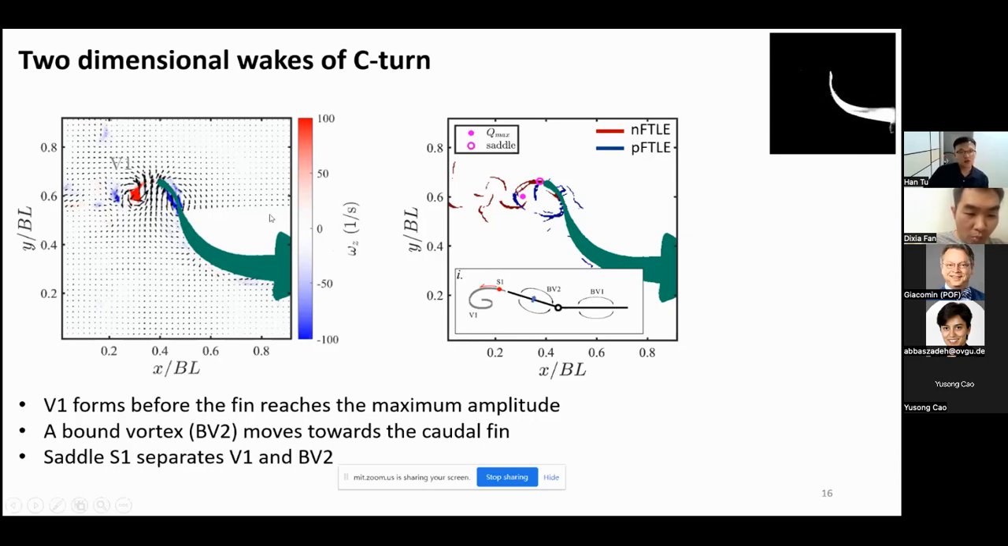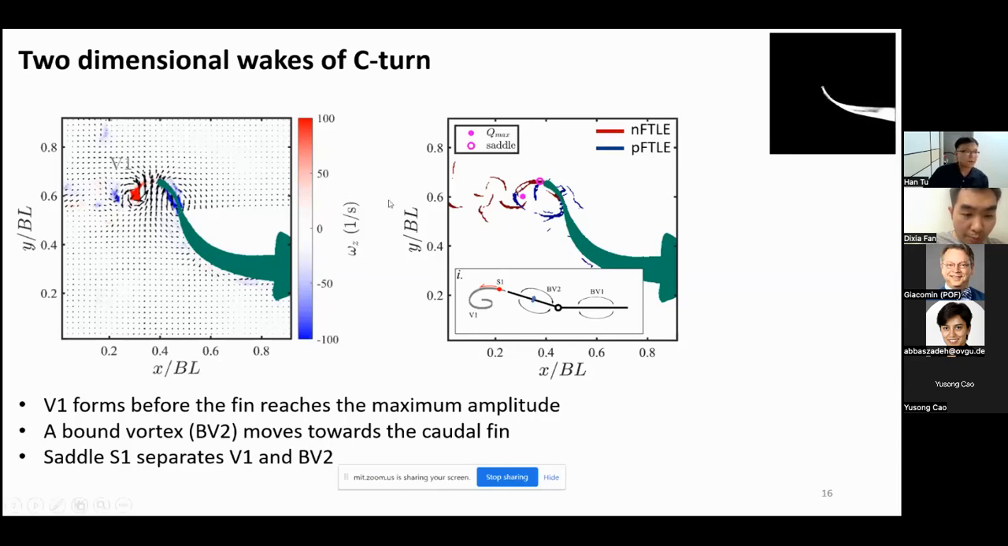At this moment, the fish is curved into an S shape, and the caudal fin reaches maximum amplitude for this left turn. So V1, a vortex, is about to be shed from the caudal fin, and the bending of the fin body should lead to the formation of two bound vortices. We named them BV1 and BV2, and those two have opposite rotating directions. Due to the shadow in this data, we cannot see BV1 here, but BV2 is clear, indicated by the blue contours of negative vorticity.